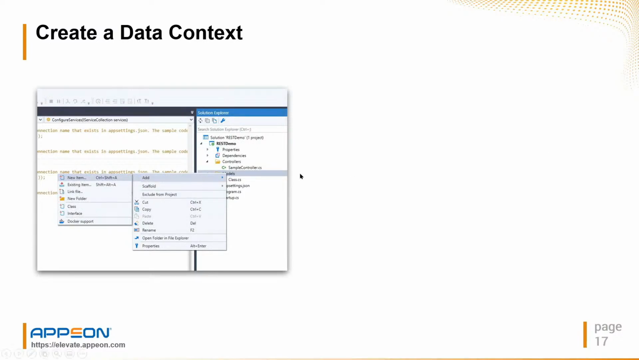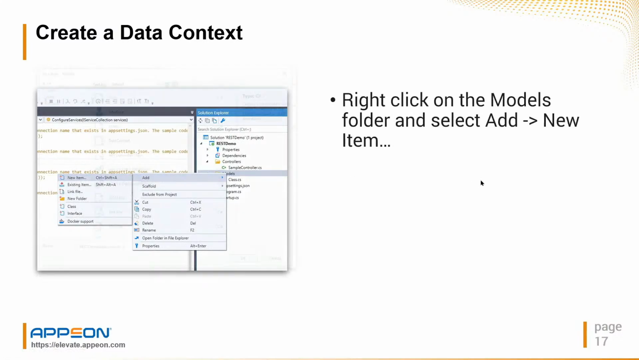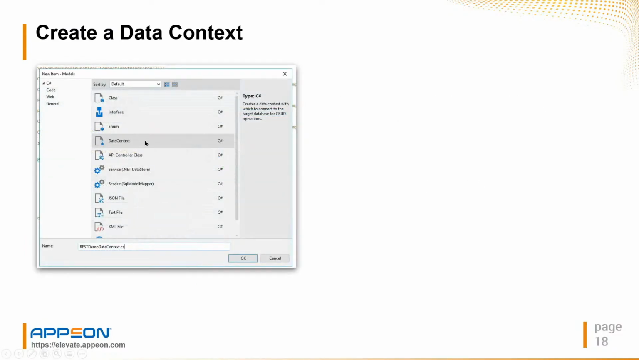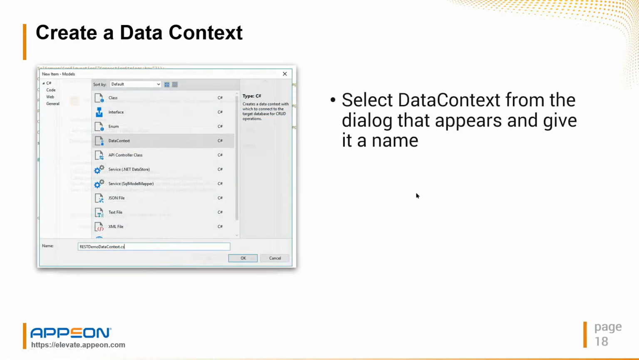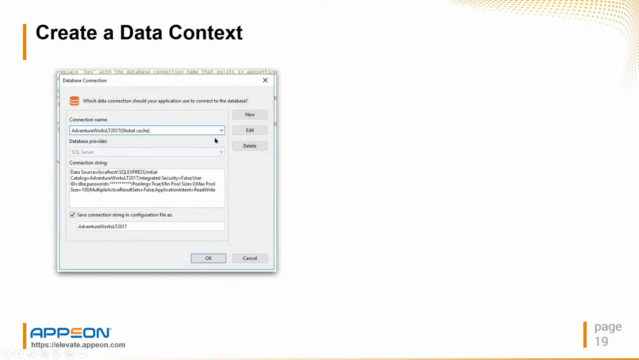I'm going to right-click in the Models folder, say Add, say Data Context from the dialog that pops up, give it a name, and then if you've already created some data context before, you'll get a drop-down list over here that will show you those that you've created before. Otherwise, you can hit New and create a new one. I'll show the new dialog in just a minute.